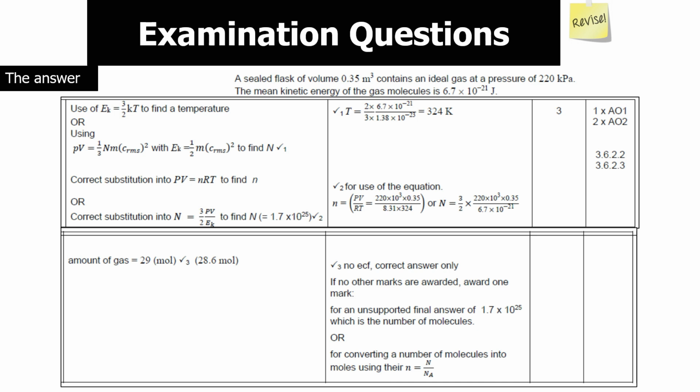So straight away we've got the mean kinetic energy of one particle. We know what K is, so we can use that to work out the temperature. So we pop that in and we make T the subject and we get T out to be 324 Kelvin. Remember, in this equation the temperature is given in an absolute, so it's in Kelvin.